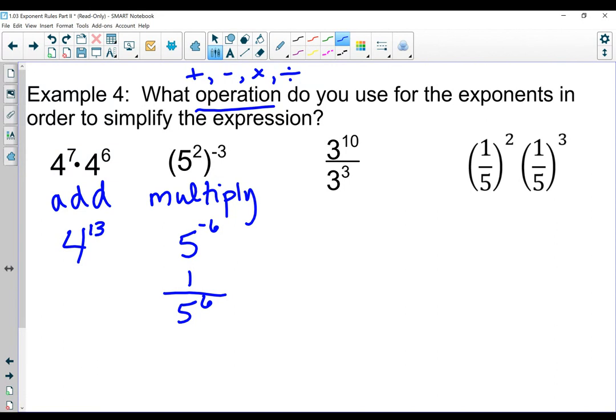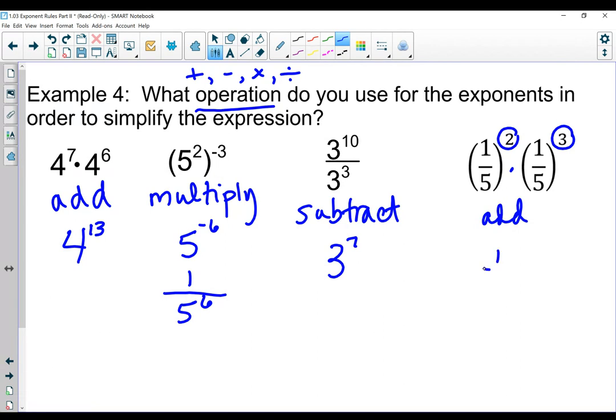On the next one, I am taking 3 to the 10th power and dividing by 3 to the 3rd power. So remember how we write them all out, and then we're crossing out, we're taking away those 3 factors of 3 that they have in common. So we are subtracting those exponents. And 10 minus 3 is 7, so we would be left with 3 to the 7th. On the last one, I have fractions, which is kind of meant to confuse you, but the idea is really, what are we doing with the exponents? So if I have 1/5 squared times 1/5 to the 3rd power, altogether, how many factors of 1/5 would I have? So I'm adding them together. And my answer would be 1/5 to the 5th power.